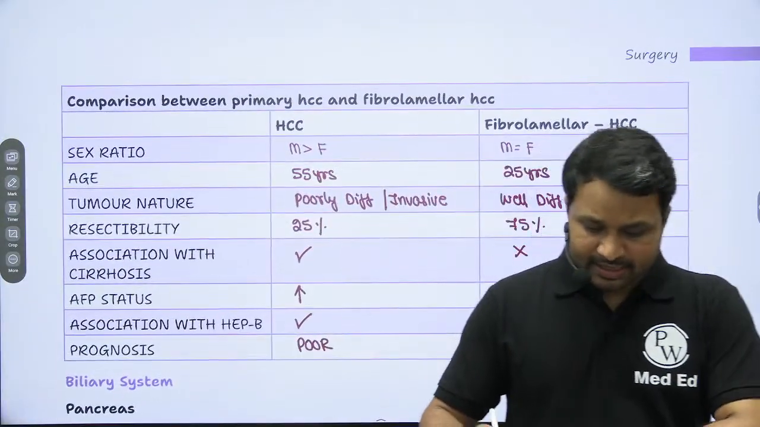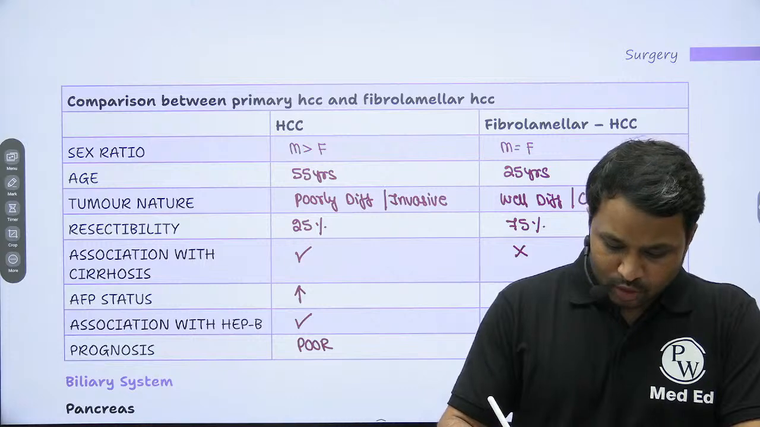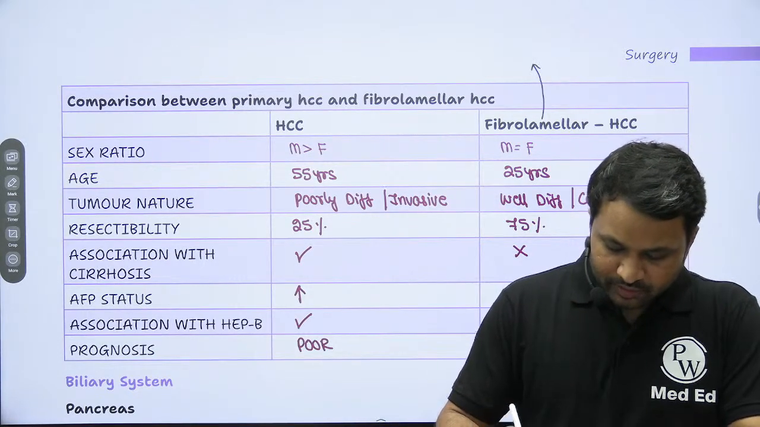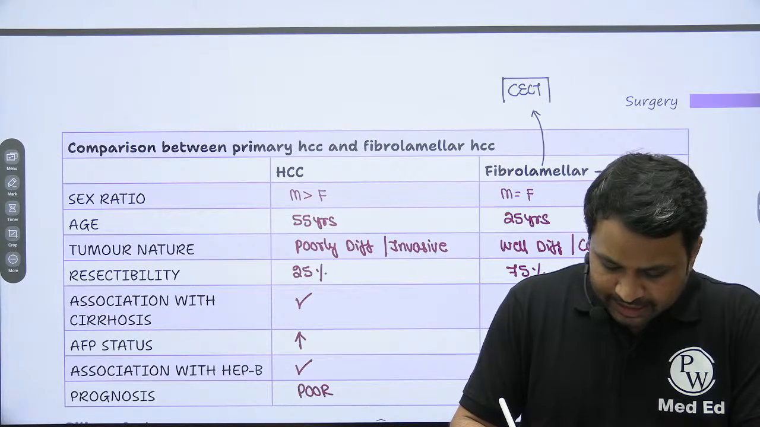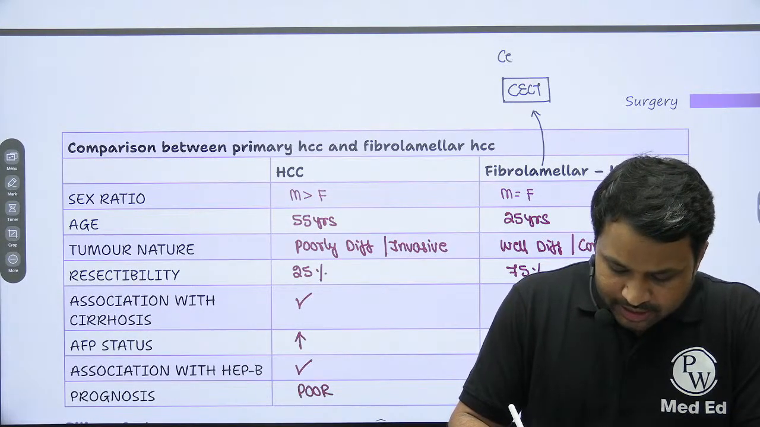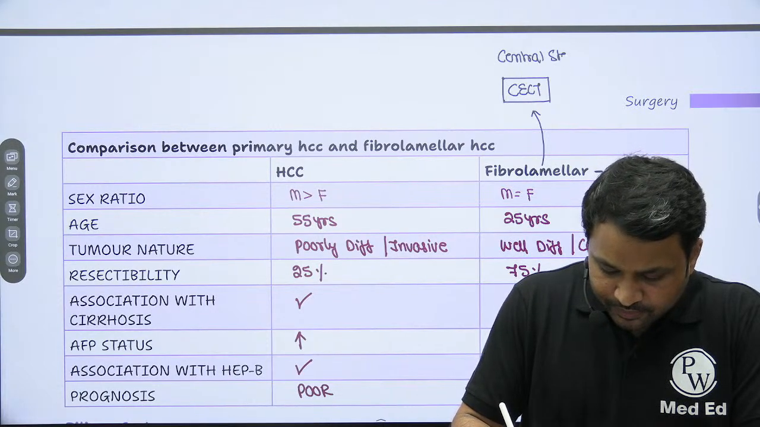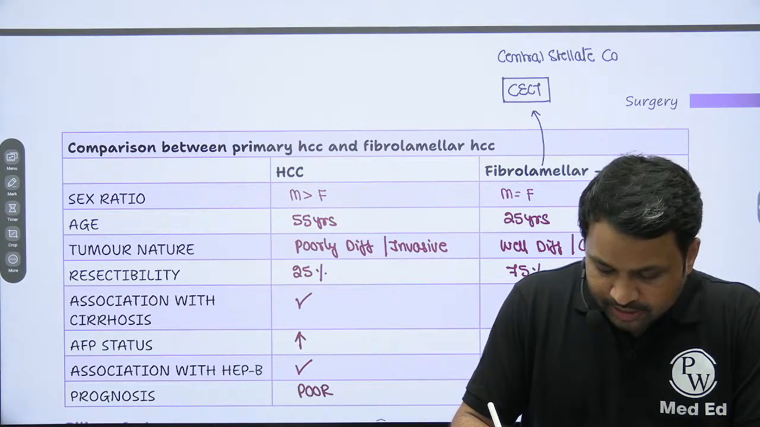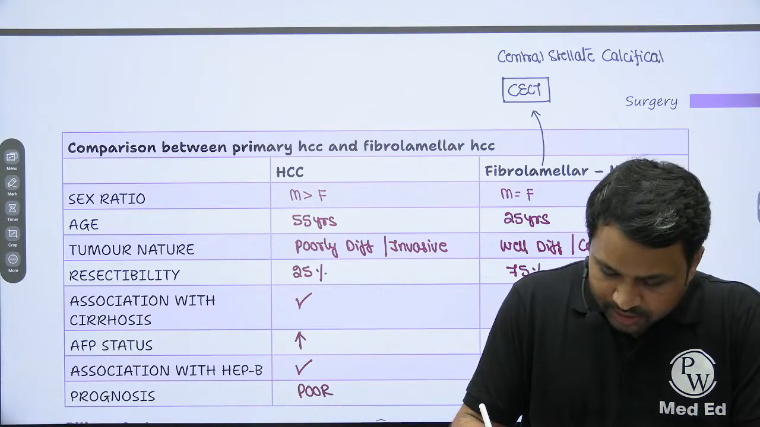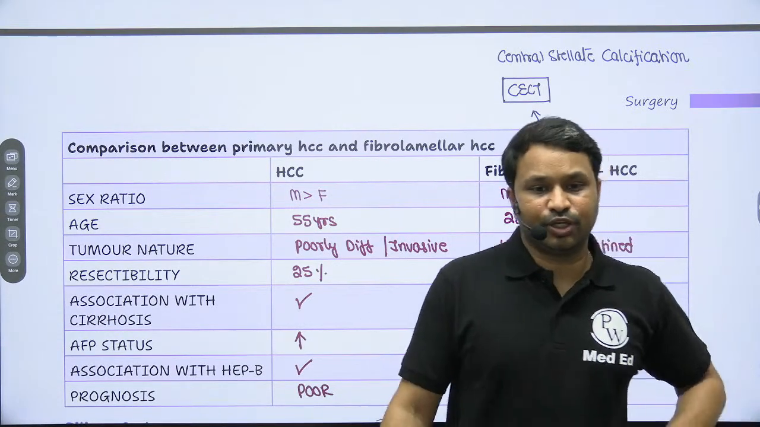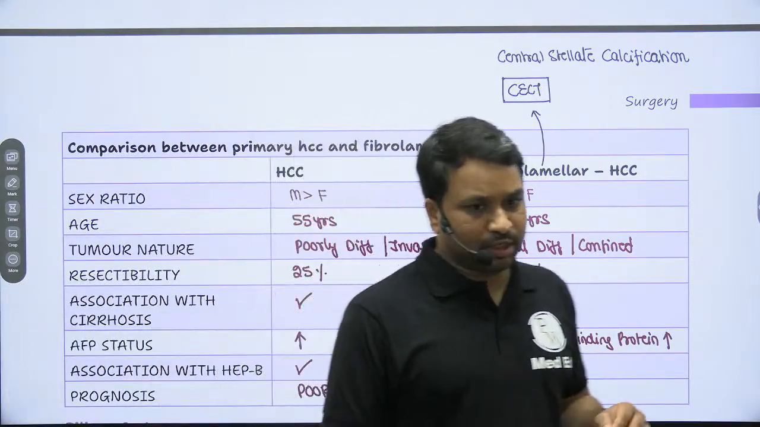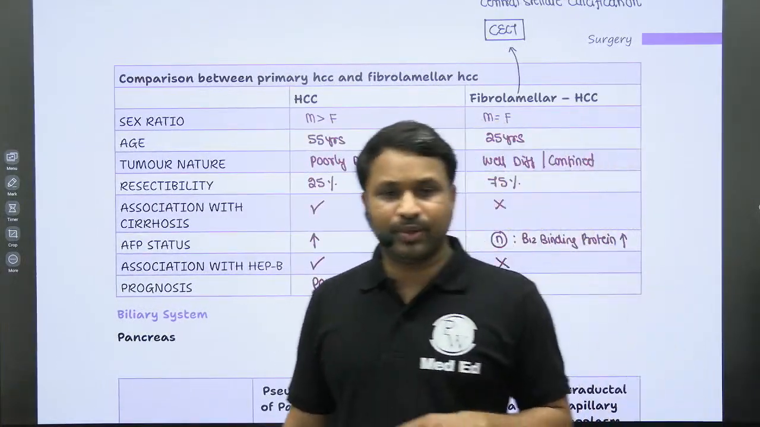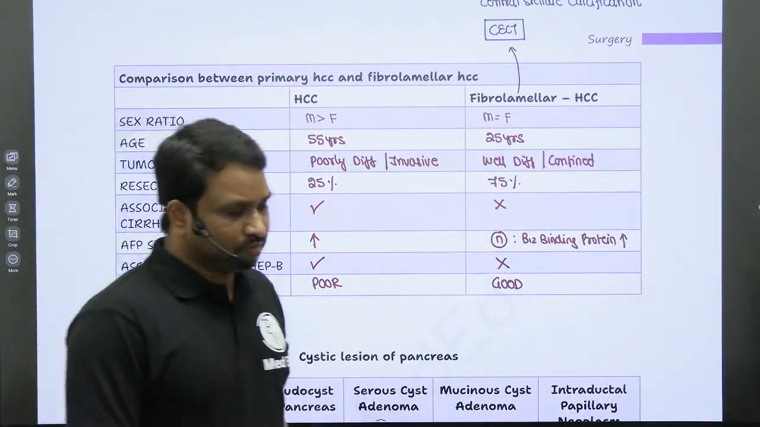Now, another very interesting thing about the fibrolamellar variant, you will notice that when you perform the triple phase CT, you will see presence of central stellate star-like calcification. It is a central stellate calcification. Okay? So this is with respect to the comparison between the HCCs and the fibrolamellar variant of HCC.